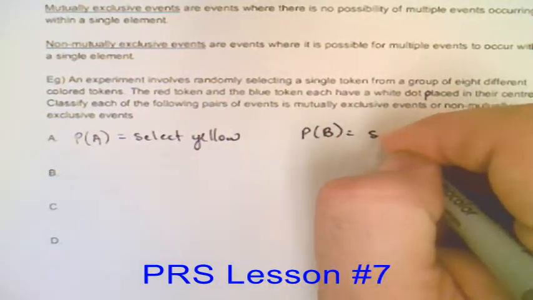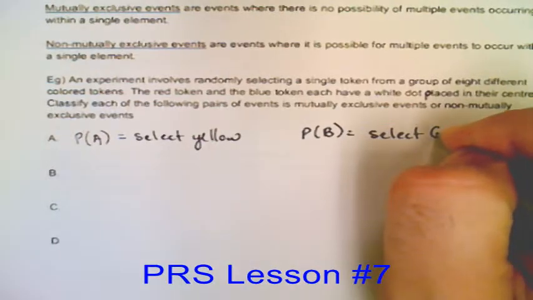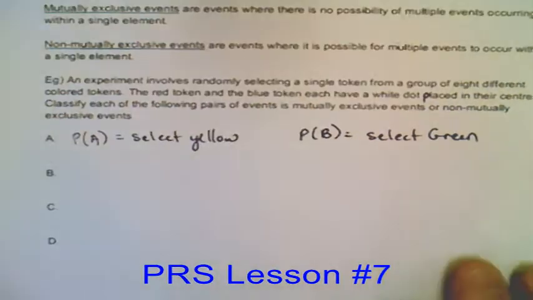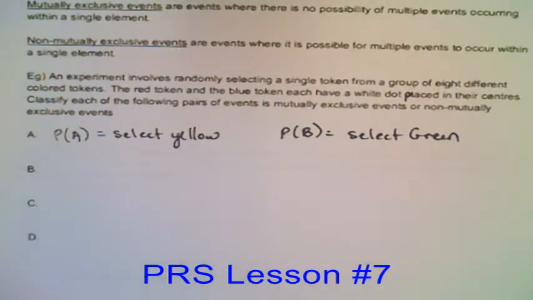Okay, so event A is selecting a yellow token. If I look at event B as selecting a green token, in these particular cases, they're mutually exclusive if they both can't happen with the same token. They are non-mutually exclusive if they can.